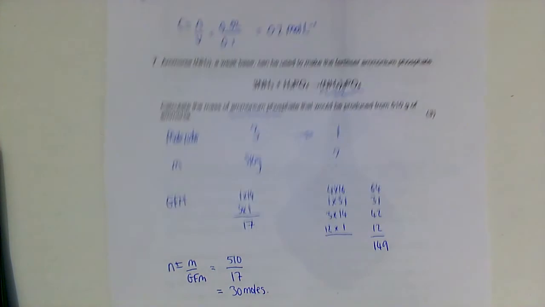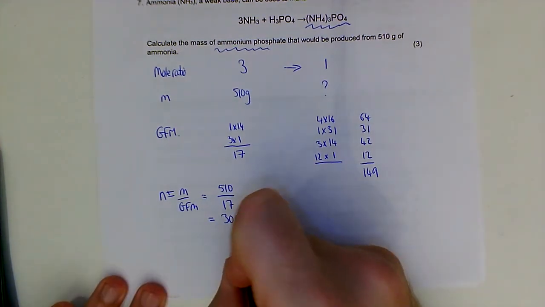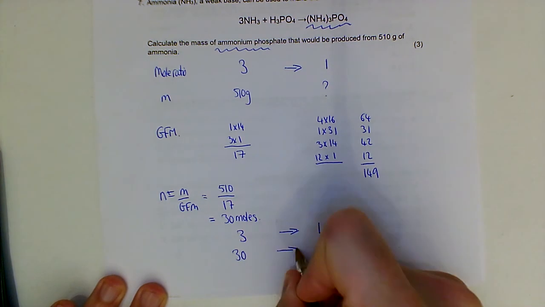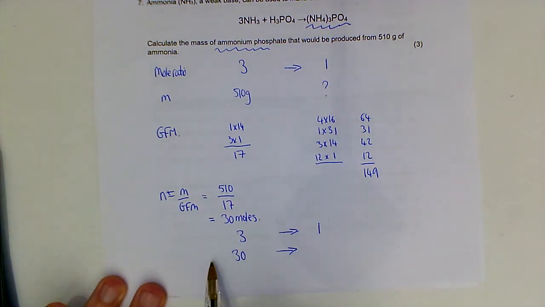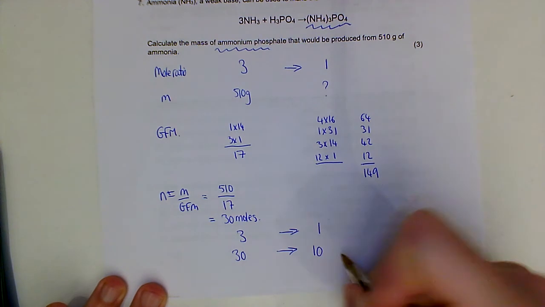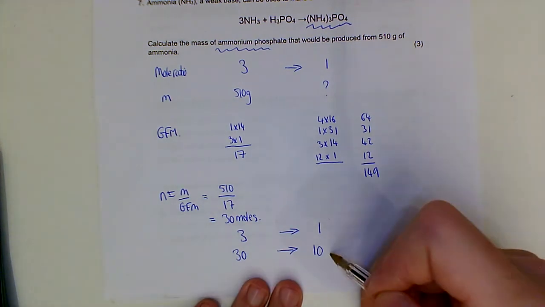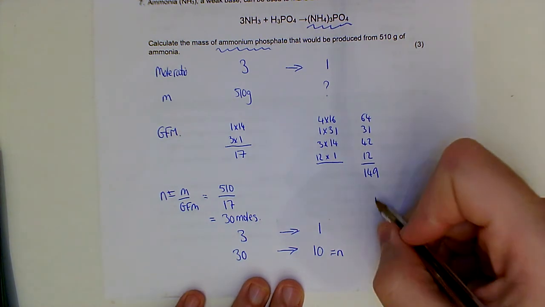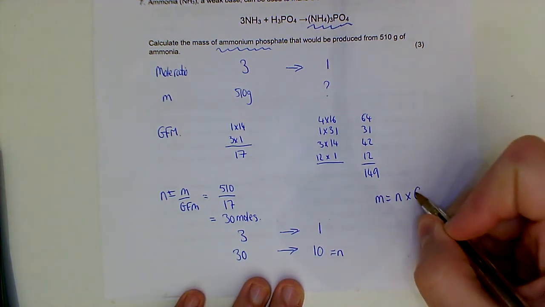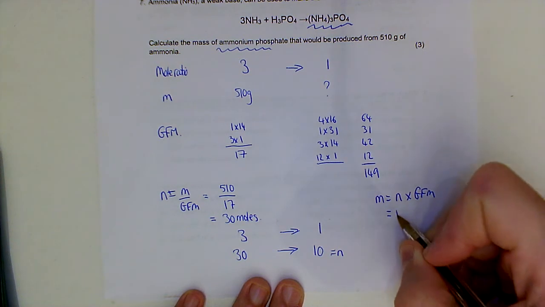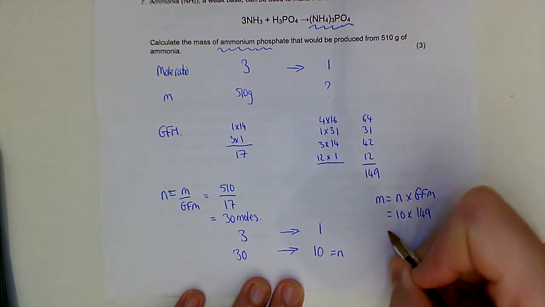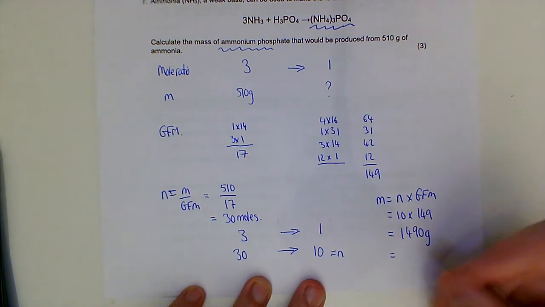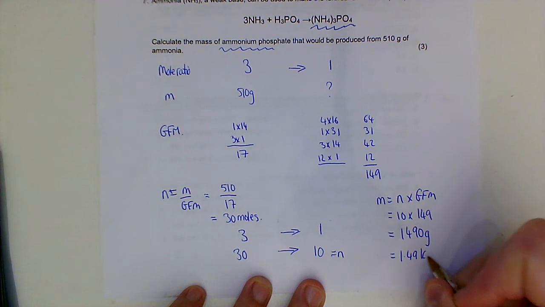Now I go back to my ratio. 3 moles of this goes to 1 mole of that. I have 30 moles. So here I divided by 3, so I'm going to have to divide by 3 here. That's going to be 10. So I have 10 moles, and I have a GFM of 149. So I can do mass equals number of moles multiplied by GFM, which equals 10 multiplied by 149, which is 1,490 grams, or if you divide by 1,000, 1.49 kilograms.